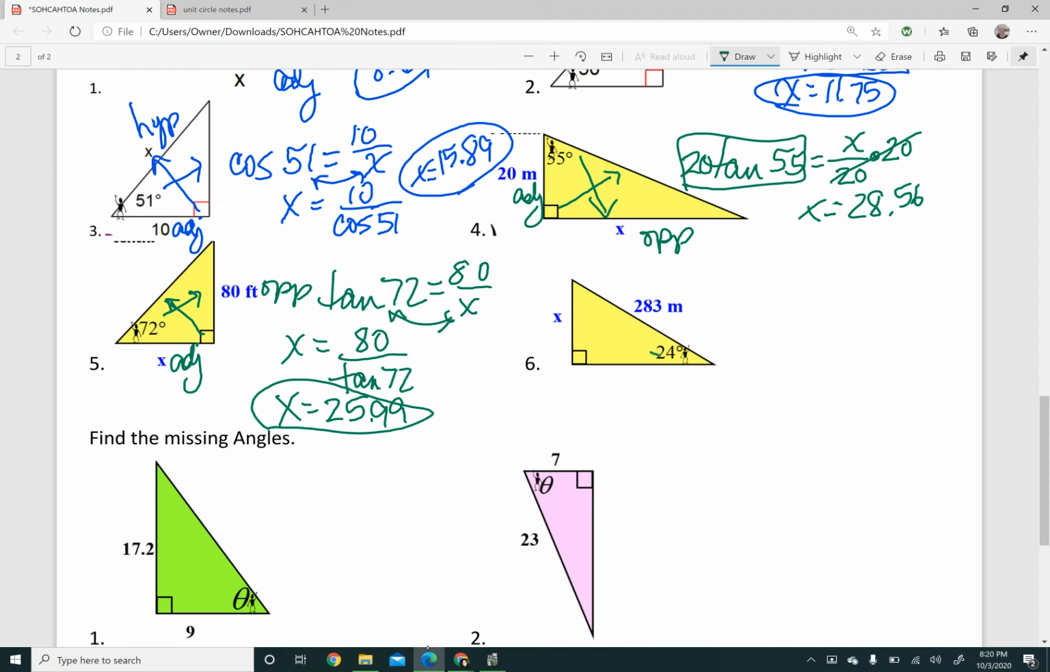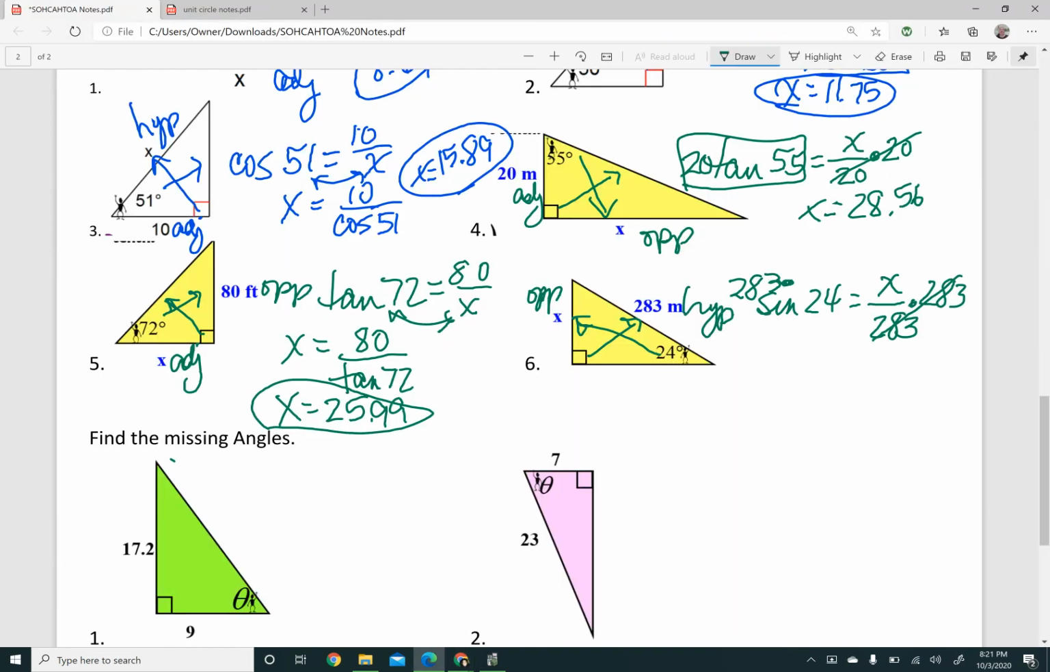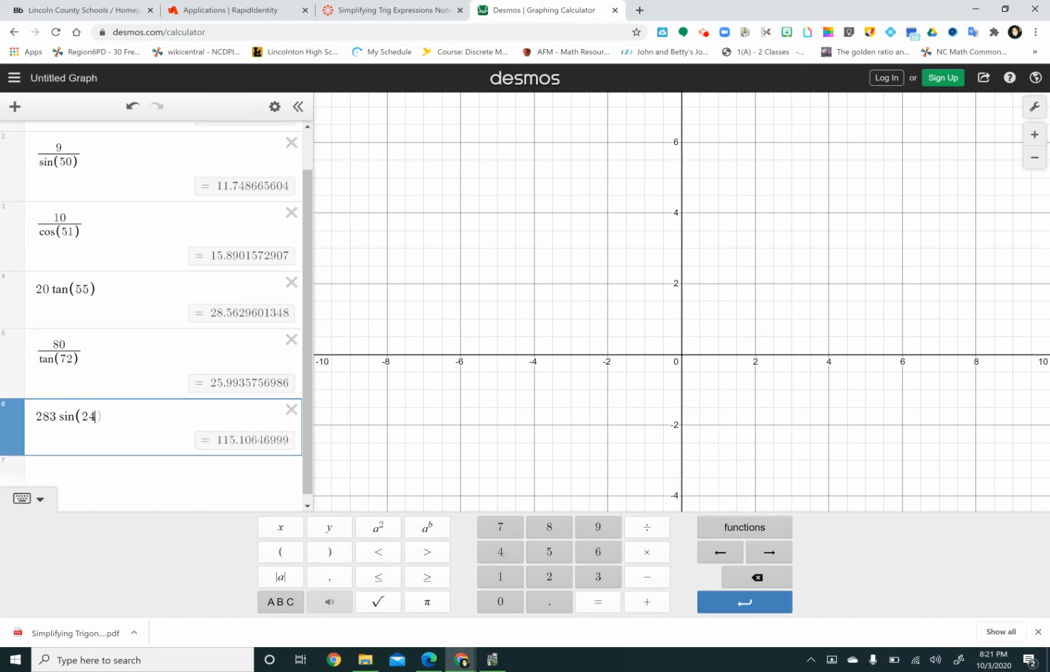And the last one here, looking for a side, here's the opposite. Here's the hypotenuse. So that gives me the sine of 24 equals x over 283. Again, we're going to multiply by the denominator because x is in the numerator. So we get 283 times the sine of 24. So 115.11.